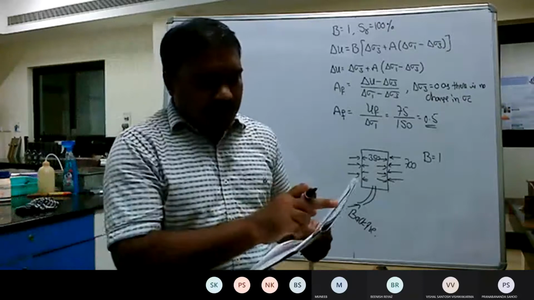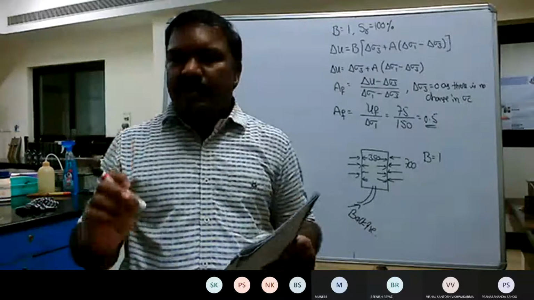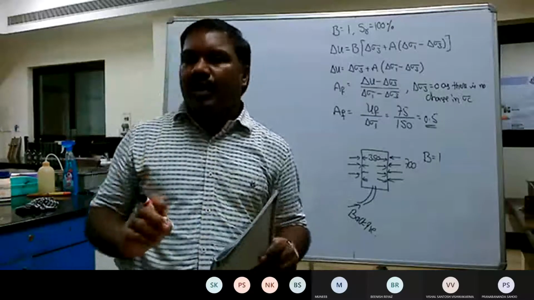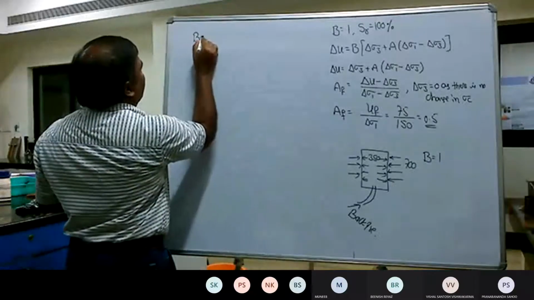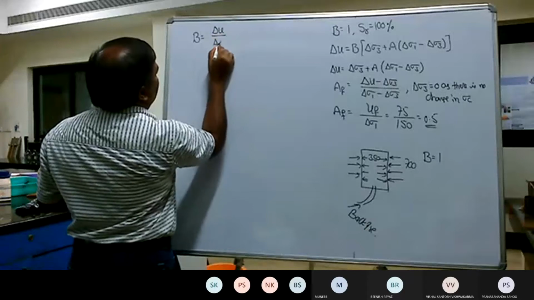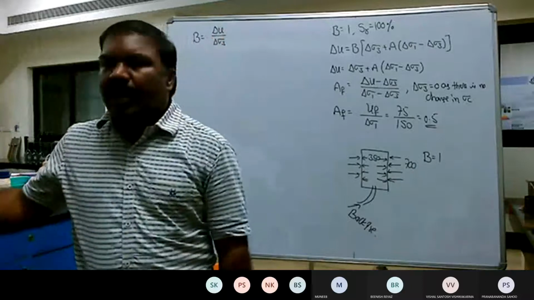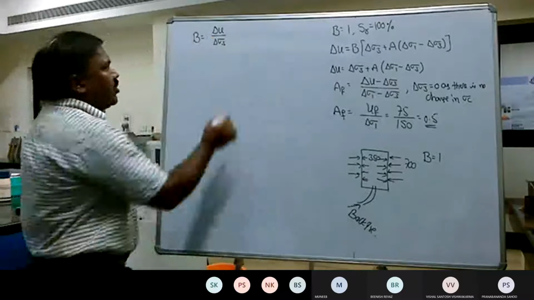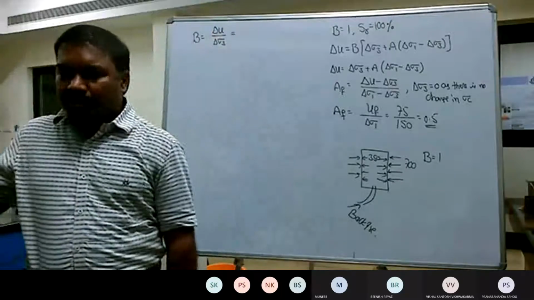So this data is confined to only the cell pressure and back pressure. Therefore, this data is sufficient to calculate the B value, because if you look at the definition, B is delta U divided by delta sigma 3. What was the change in the pore pressure as a result of the application of the cell pressure? From where to where did the pore pressure increase?